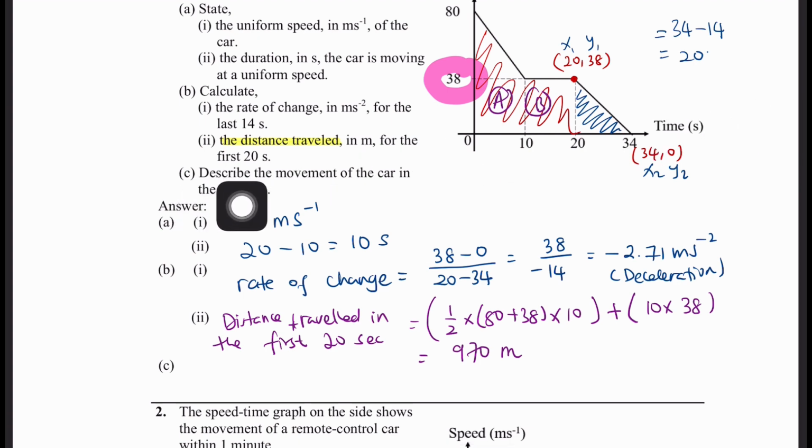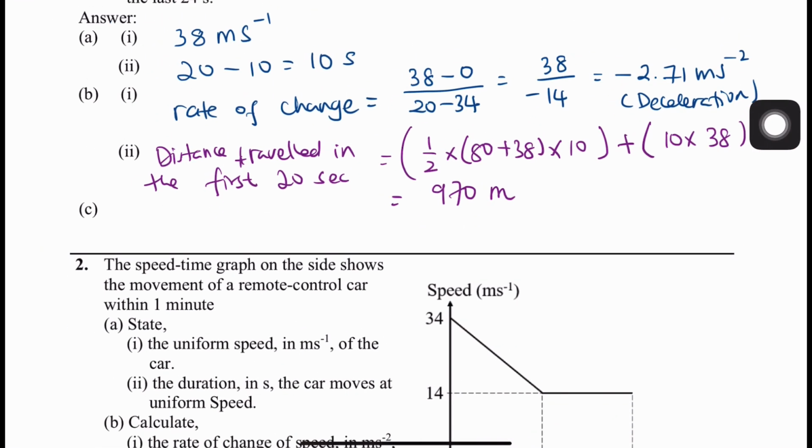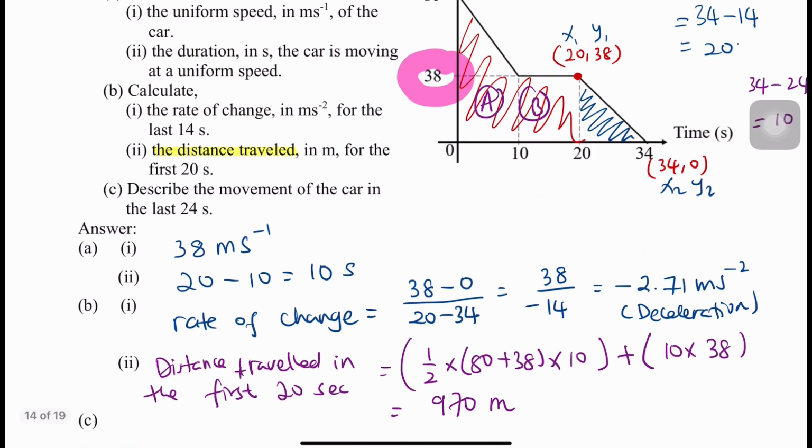Okay, last one. Okay, describe the movement of the car in the last 24 second. Okay, last 24 second ni mula dari bila? So kita kira 34 minus 24. So dapat 10. So awak kena describe start from 10 second until 34 second. Okay, so the last two shape ni lah. Okay, so macam mana kita nak buat? So macam kita nampak kan, dia bergerak uniform speed for 10 second and then deceleration for the last 14 second.